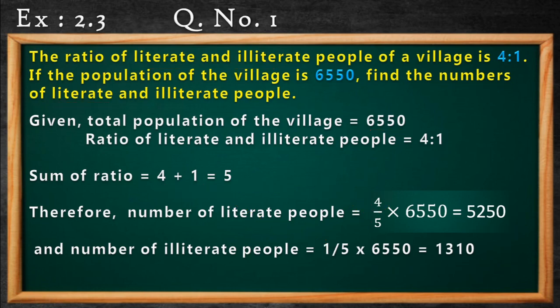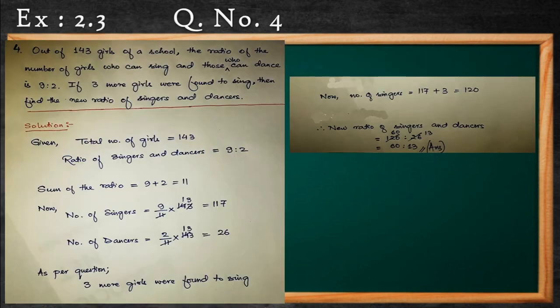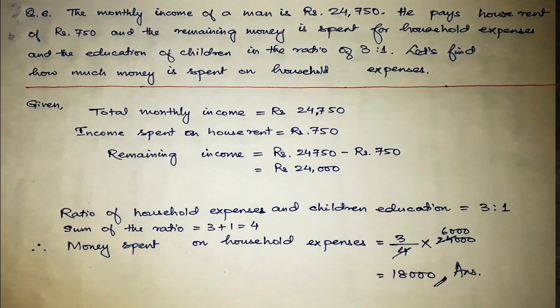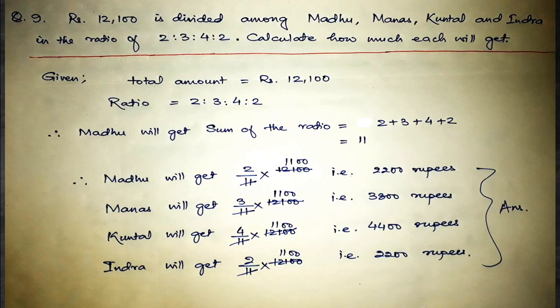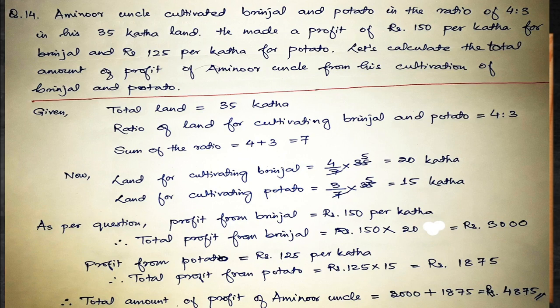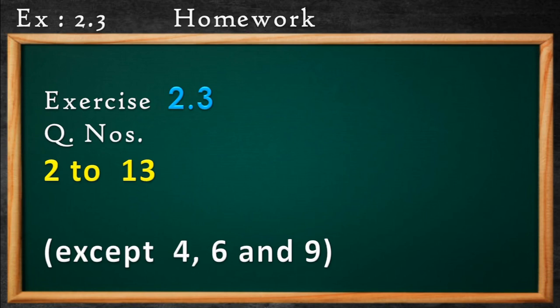There are 14 sums in total from this chapter, out of which I have done question number 1. I've given the solutions for questions 4, 6, 9 and 14. You can pause and go through these solutions. Do the homework: exercise 2.3, questions 2 to 13, except 4, 6 and 9.